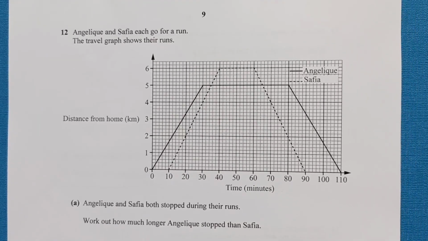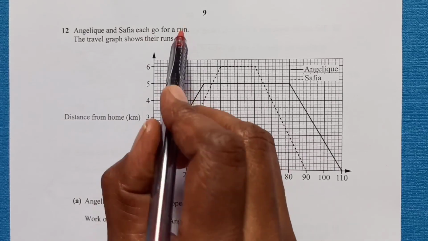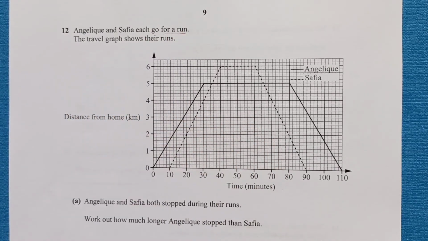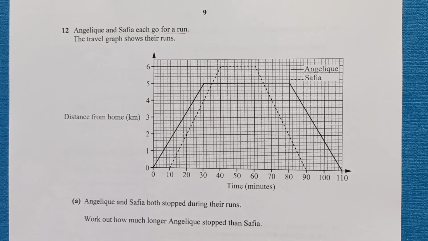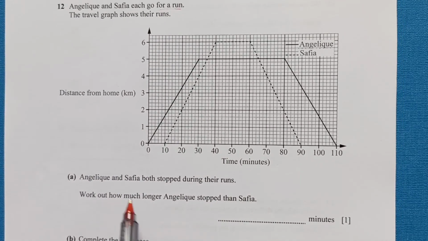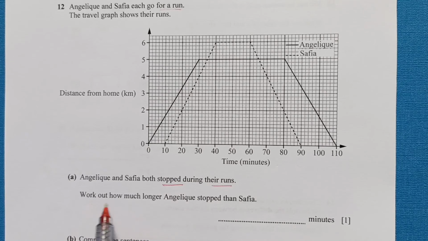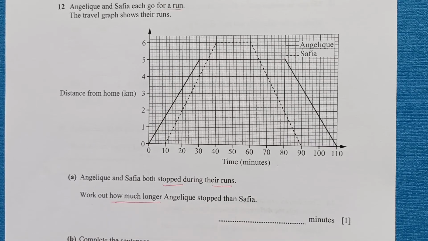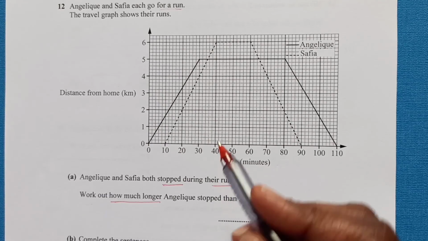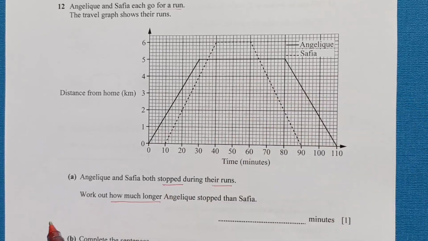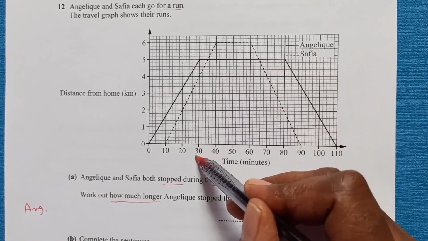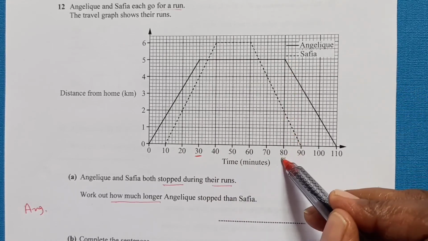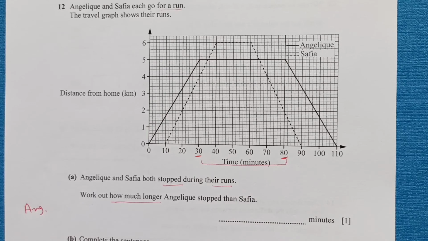Now question number 12. Angelic and Safia each go for a run. The travel graph shows their runs. So here we have a travel graph, distance from home, time in minutes, and distance is in kilometers. So part A, Angelic and Safia both stopped during their runs. Work out how much longer Angelic stopped than Safia. So we are looking for their rest hours. So we'll go one by one. So Angelic stopped, this bold graph, this is Angelic, he stopped from 30 up to 80. So this interval is 50 minutes. He stopped for 50 minutes.